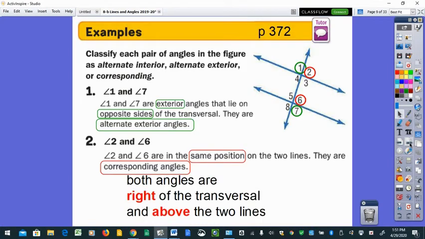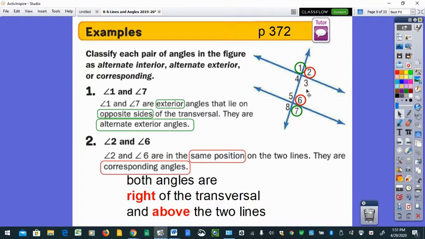So here are some questions: what can we do with this? The first thing is to classify each pair of angles in the figure as alternate interior, alternate exterior, or corresponding. So angles 1 and 7, you're going to see I circled 1 and 7 in green. Notice that angle 1 is on the left of the transversal, 7 is on the right. They alternate, and they are both on the outside of the train tracks. So they would be alternate exterior angles.